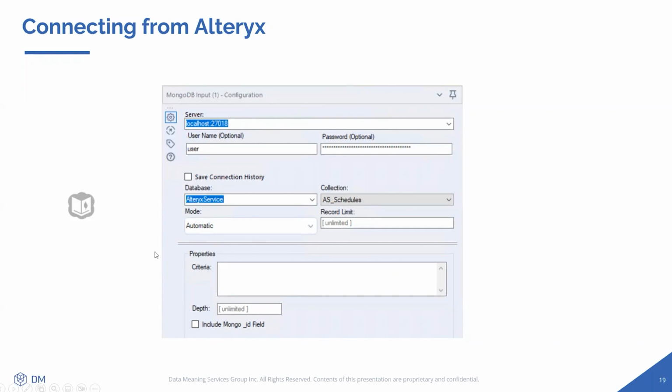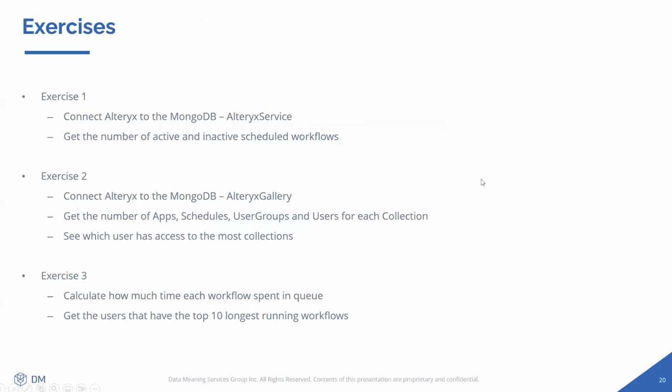So this is what the MongoDB input tool looks like. It's in your connectors section of Alteryx, and we'll go through that in a second. So what we're going to do today is run through 3 separate exercises. I'm going to connect first through Robo 3T so you can see how that works, and we're going to dive in a little bit. But then we're going to use Alteryx to connect to the Alteryx service layer to find the number of active and inactive scheduled workflows.